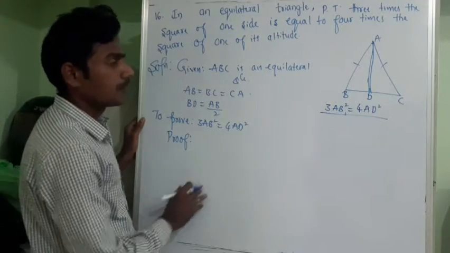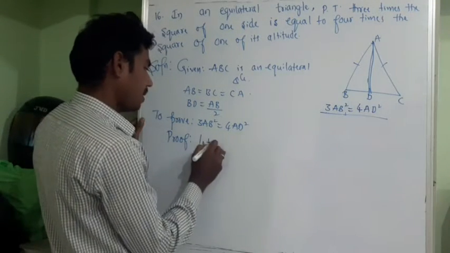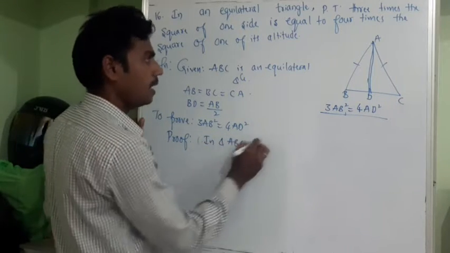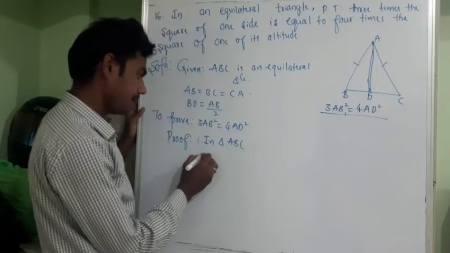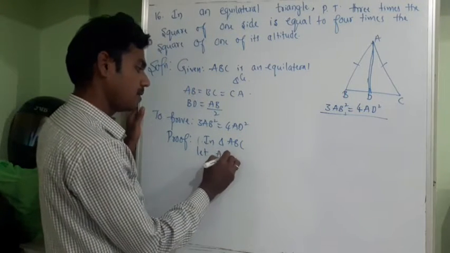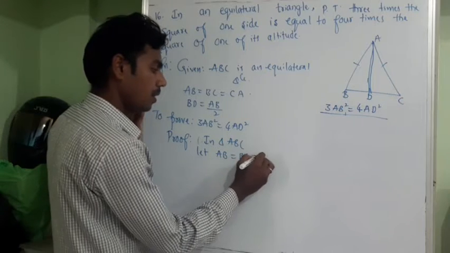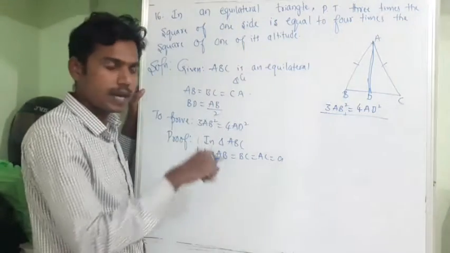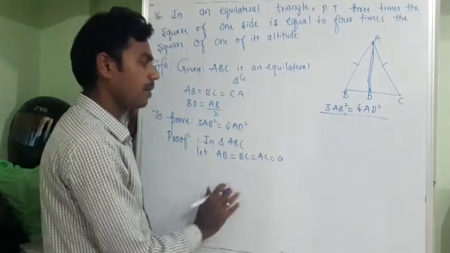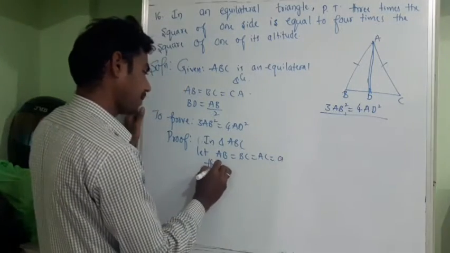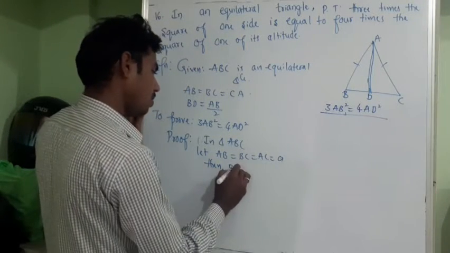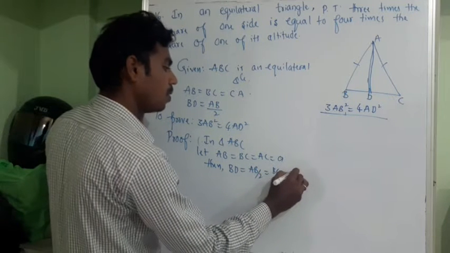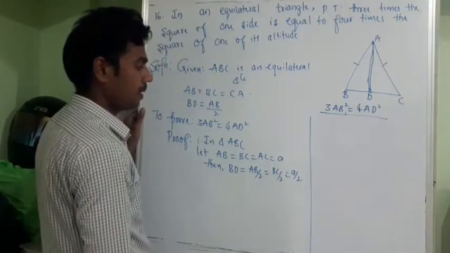In the proof, in triangle ABC, let AB is equal to BC is equal to AC is equal to A. Let the side be A, so all the sides will be equal to A. Then BD is equal to AB by 2 or BC by 2, which is equal to A by 2.